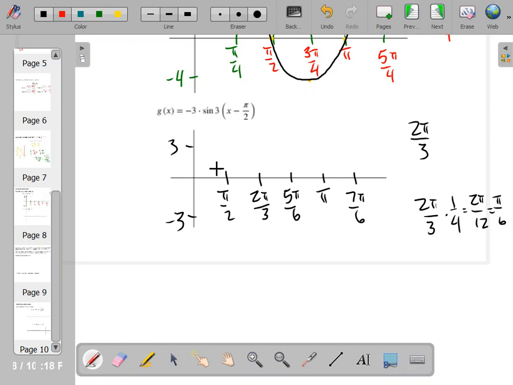Since it's a negative sine curve, we start with our phase shift, we go down, we go back up, and then we go back to the midline. So when you draw it, it should look something like that. Again, that one's just a matter of can you count by fractions and can you account for your phase shift. So, last couple problems.